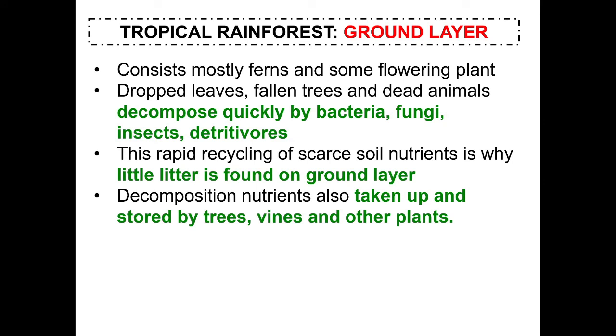Ground layer consists of ferns and some flowering plants such as hibiscus. And then kita punya ground layer, forest floor ni, ada daun-daun mati lah, fallen trees, dead animals. All of these dead organisms quickly decompose by bacteria and fungi. So this rapid recycling menyebabkan kita punya forest floor kita bersih, ataupun decaying matters tu cepat-cepat hilang, cepat-cepat decompose, terurai. And then the nutrients from decomposition are also usually quickly taken up by plants.